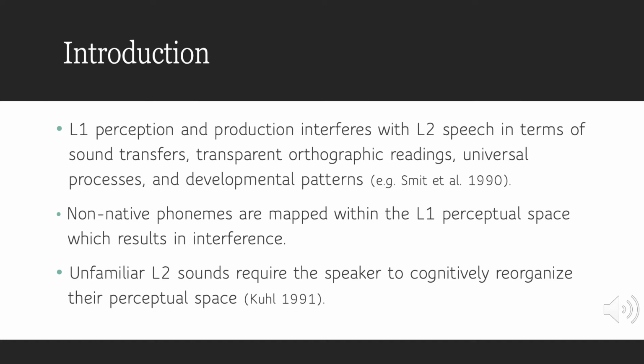It's important to consider how L2 acquisition is driven by perception and production. L1 perception and production interferes with L2 speech in many ways. L2 phonemes are organized within the perceptual space of L1, which results in interference between the properties of both languages. In order to acquire unfamiliar L2 sounds, the speaker must reorganize their perceptual space. Sound transference, orthographic misinterpretations, universal processes, and patterns of development are just a few examples of the types of interference non-native speakers face.